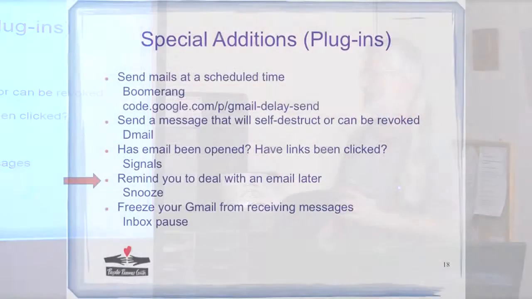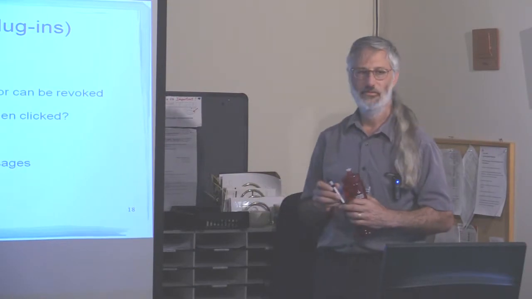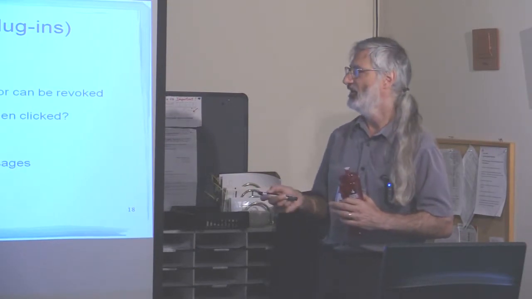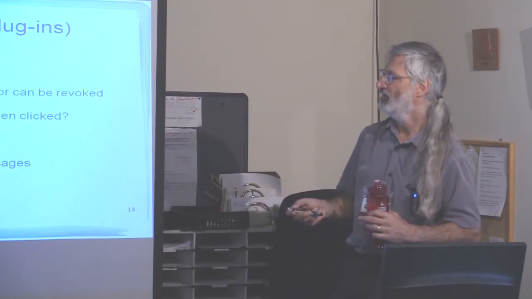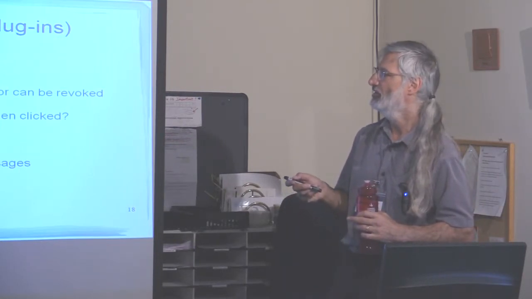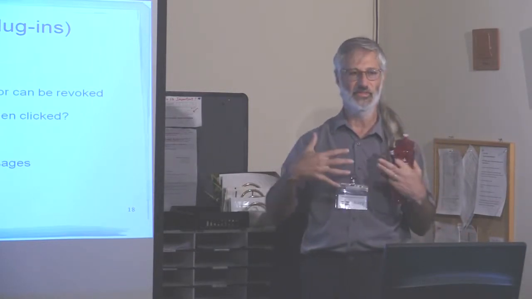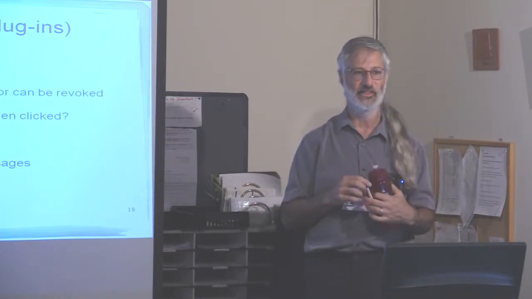There's one that lets you remind yourself to deal with an email later. So you see something coming in, and it's like, oh, okay, yeah, I should do that, but I don't want it sitting in my inbox. Remind me later about that. Are these all different plugins? These are all different plugins, and the name of the plugin is what's underneath. So Boomerang is the one for scheduling, sending emails at a scheduled time. And there may be some plugins that combine different sets of these features.